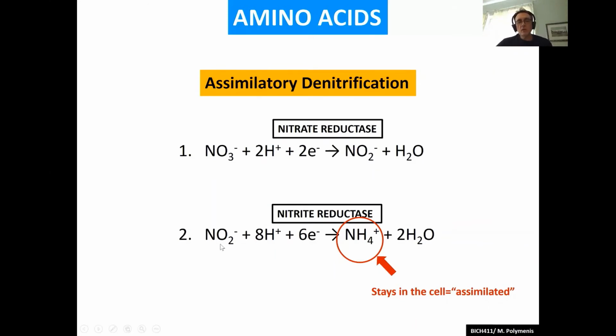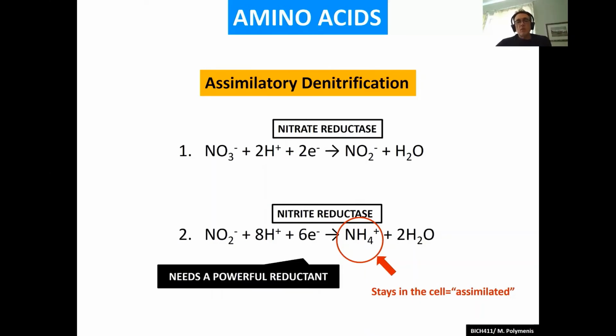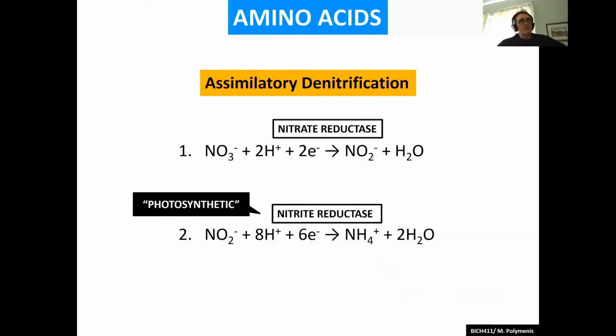So you can go all the way to this step. But notice what you need. You need an enormous amount of reducing power. So you can spend a lot of NADPH if you need to do this. Or if you have the ability to capture the energy from the sun, you can use a photosynthetic mechanism to provide this massive reducing power that will allow you to convert nitrite to an assimilated form of nitrogen, such as ammonium.